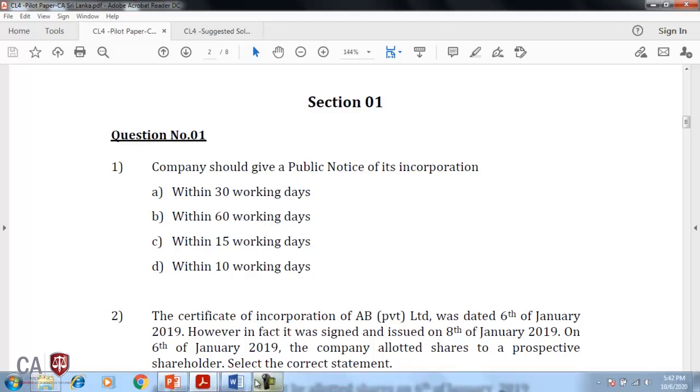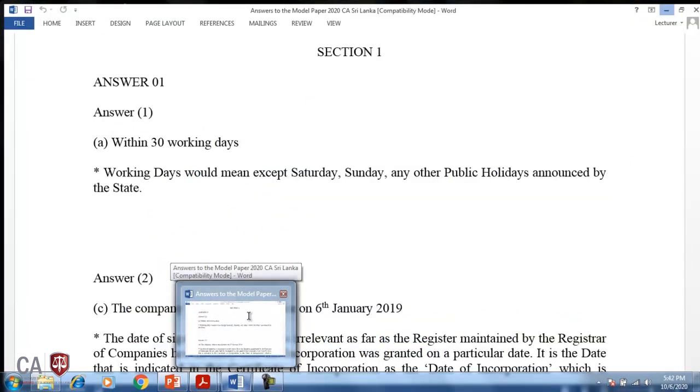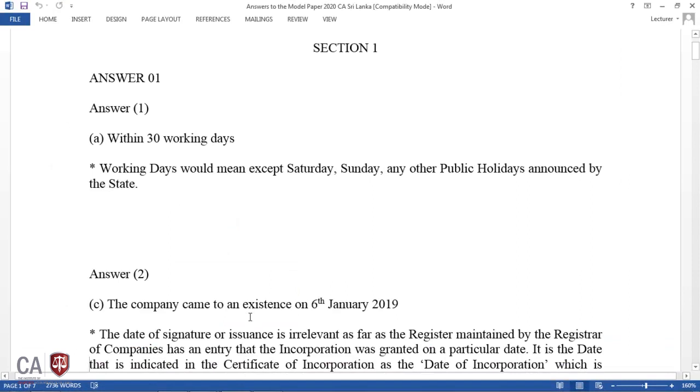The answer to the question is within 30 working days, which is answer A. Within 30 working days, you need to give public notice in the prescribed form. And what is important here is that the 30 days are counted based on working days. I have explained in my lectures what working days are as per the Companies Act in Sri Lanka. Working days would mean any day except Saturday, Sunday or any other public holidays announced by the state.